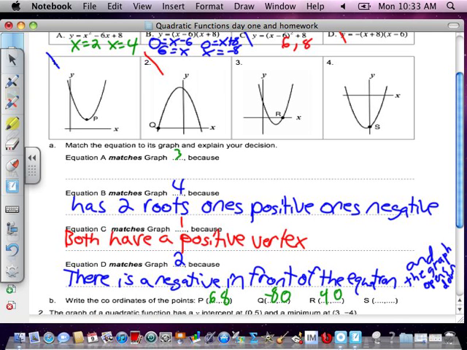Now here's the hard part. S. Is S the vertex? No. And it's not a root either, right? What is the x value for where S is? 0. The x value is 0. So for number 4, which goes with B, we can plug in 0 for x.